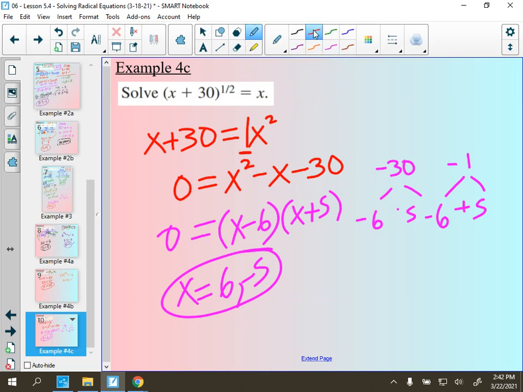Plug in the 6. So 6 plus 30 is 36. 36 to the 1/2 power. We're hoping that I'm plugging in a 6 in both spots here. So 36 to the 1/2 power is like the square root of 36, which is 6. Awesome. Yep, checks out. So 6 is good. Let's see what happens with the -5. Can I squeeze it in here? -5 plus 30 is 25. So 25 to the 1/2 power is 5.